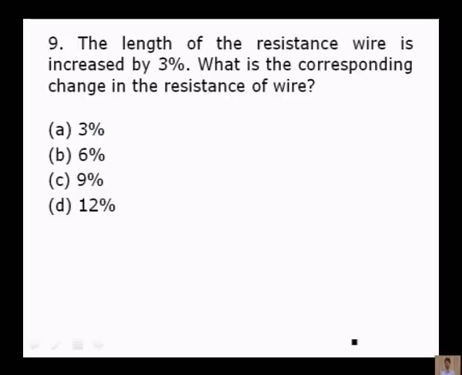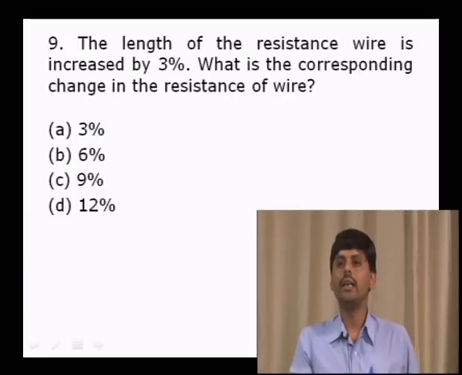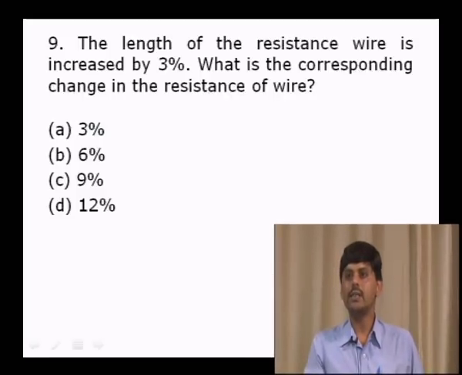Question number 9. The length of the resistance wire is increased by 3%. What is the corresponding change in the resistance of the wire? Here are the options: option A 3%, option B 6%, option C 9%, D 12%.